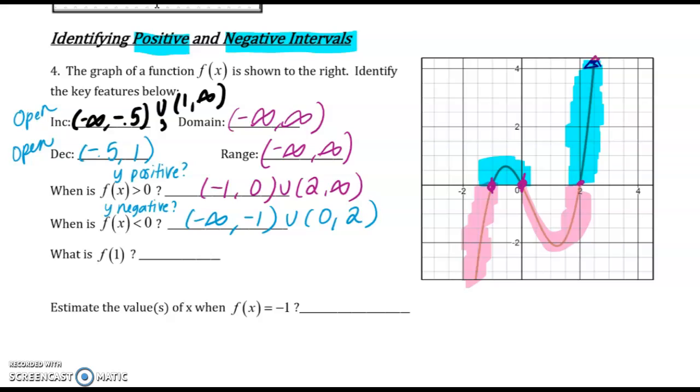So what is f of 1? I'm going to come over here to 1, and that should be negative 2. Final question. Estimate the value of x, or values, when f of x is negative 1. Here's what I like to do: I say, okay, well, if y is negative 1, that's going to be right here.